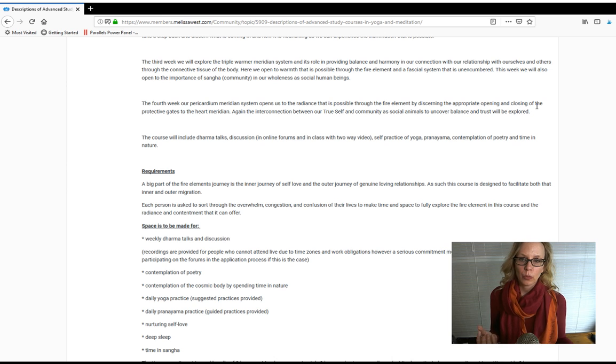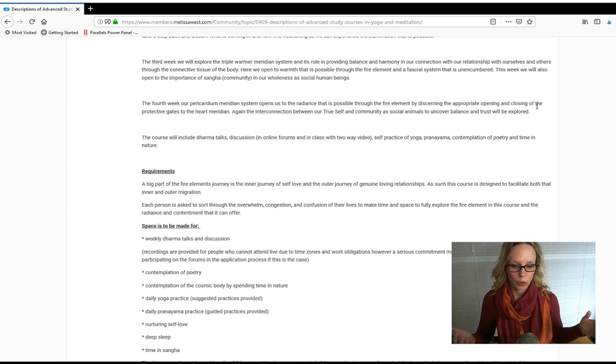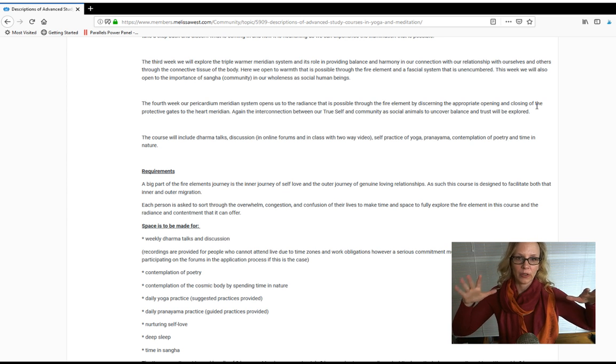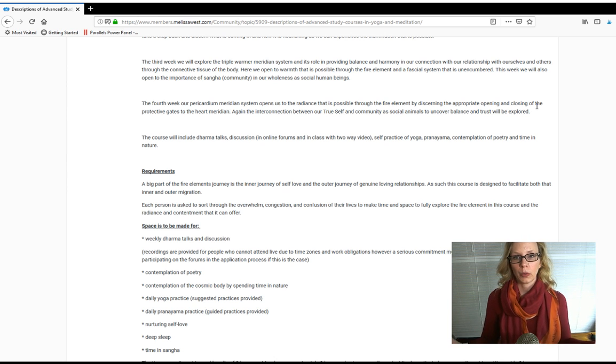The pericardium meridian and also the triple warmer meridian, which pair together, are less practiced meridians, or are less turned to in the yin yoga practices. So I'm very much looking forward to delving into these meridian systems in this course. And this is part of, in my opinion, what makes this an advanced course too, is that we're going deeper. We're not just staying up at the level of the heart and the small intestine meridian. We're going deeper into the triple warmer meridian system and also the pericardium meridian system.